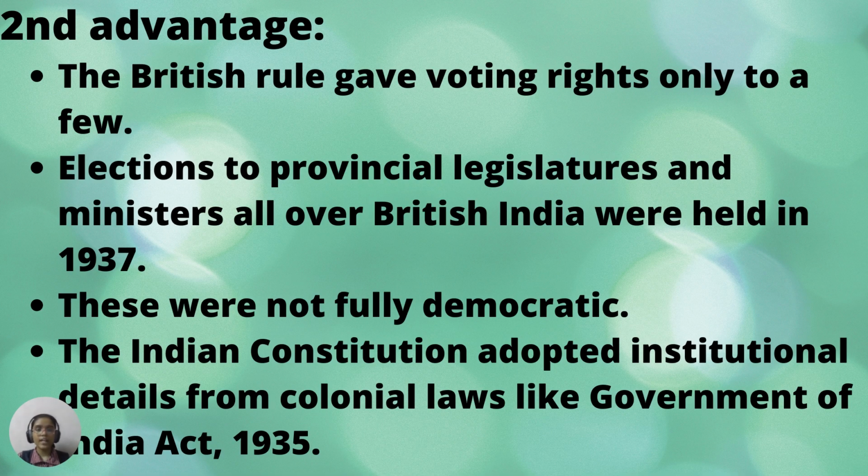The second advantage was that the British rule gave voting rights only to a few. It was a weak legislature which was provided by the British. Elections to provincial legislatures and ministers all over British India were held in 1937. These were not fully democratic, but these gave some idea to the Constituent Assembly members about how they could develop their institutions. Because of that, the Indian Constitution adopted institutional details from colonial laws like the Government of India Act 1935.